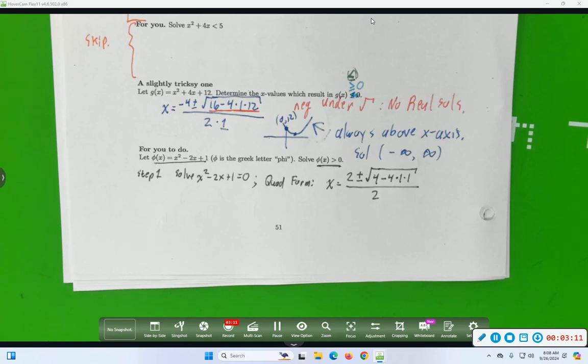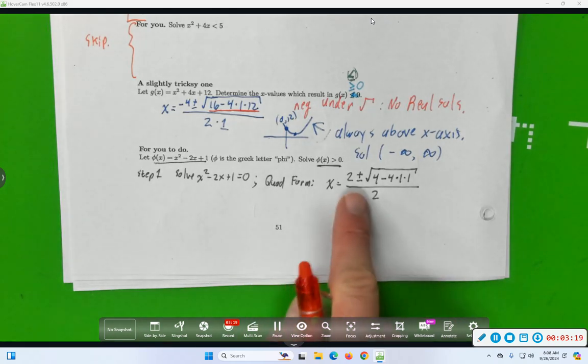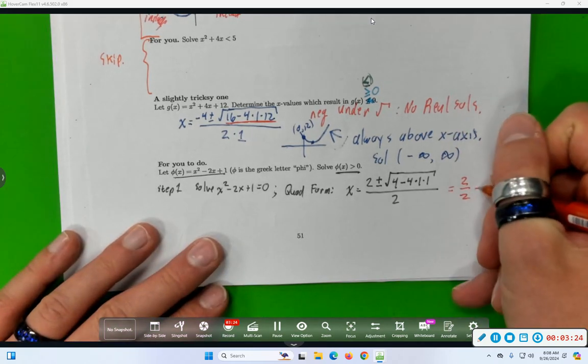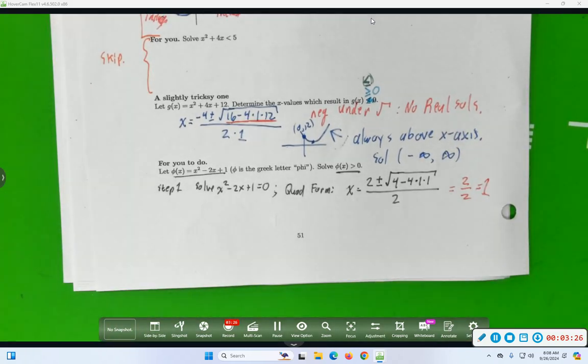0? What's the square root of 0? 0? Does it matter if you add or subtract 0? Oh, cool. So that bit all goes away. That's just 2 over 2, also known as 1. So there is exactly one solution to this quadratic equation.